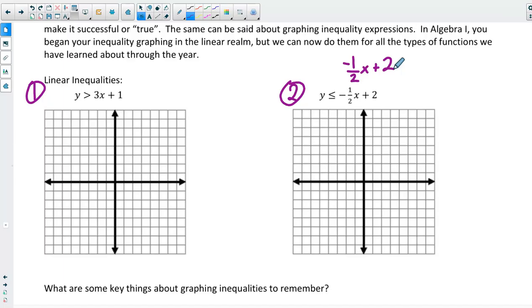And so I'm just going to go ahead, plot my y-intercept, which is 2. And then I'm going to go ahead and use my slope. So I'm going down 1, to the right 2. And I do that over and over and over again. But now I need to deal with the inequality.